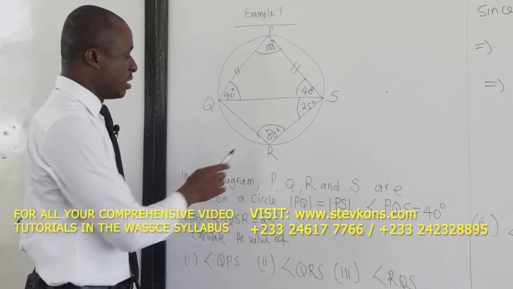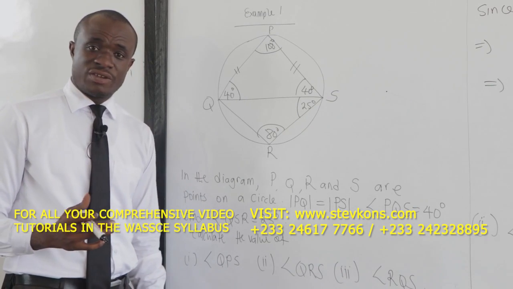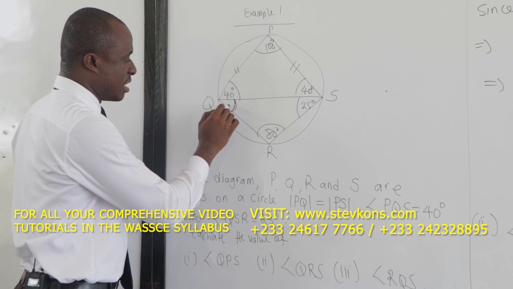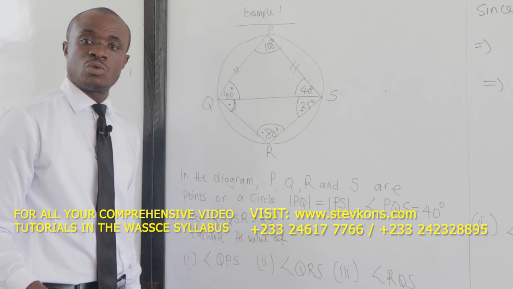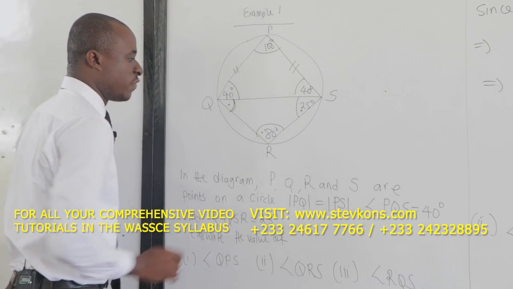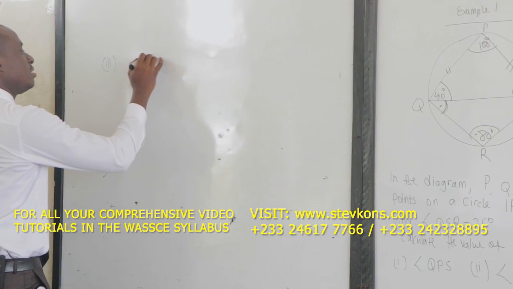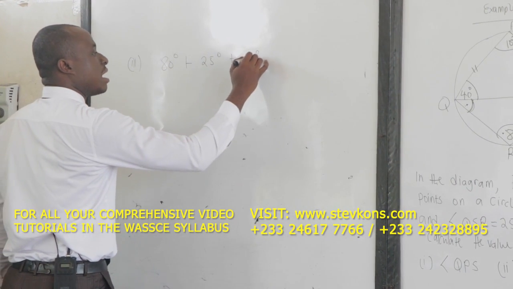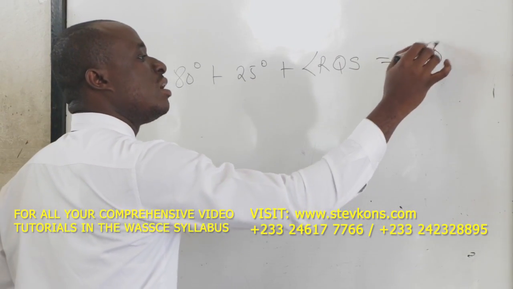The next one is to find RQS. Now, RQS is a triangle. Clearly, if we want to find the angle here, the sum of the angle here plus the angle here plus the angle here should be equal to what? 180, and we'll be able to find RQS. So we have 80 degrees plus 25 degrees plus RQS, that is angle RQS, equal to 180 degrees.